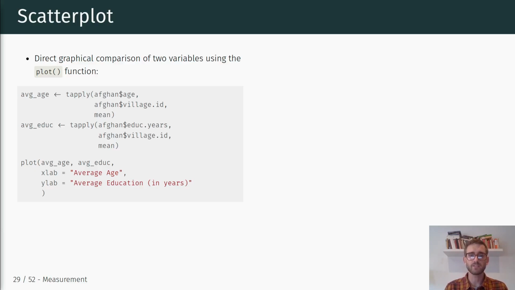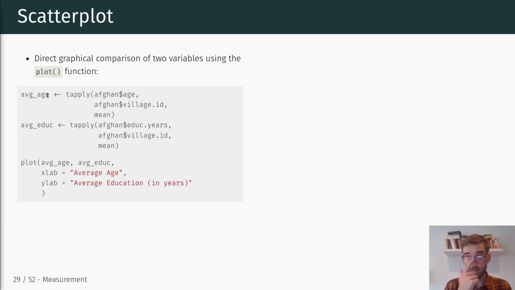And essentially that just means plotting each individual data point in a two-dimensional grid, where one variable is represented on the x-axis and the other variable is represented on the y-axis. In R, we can directly achieve this by using the plot function. And we're going to keep using our example of the Afghan survey in the southern provinces in 2011 in Afghanistan.